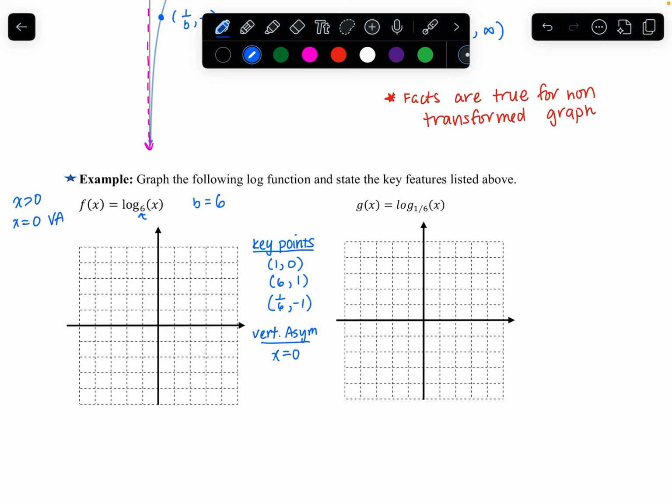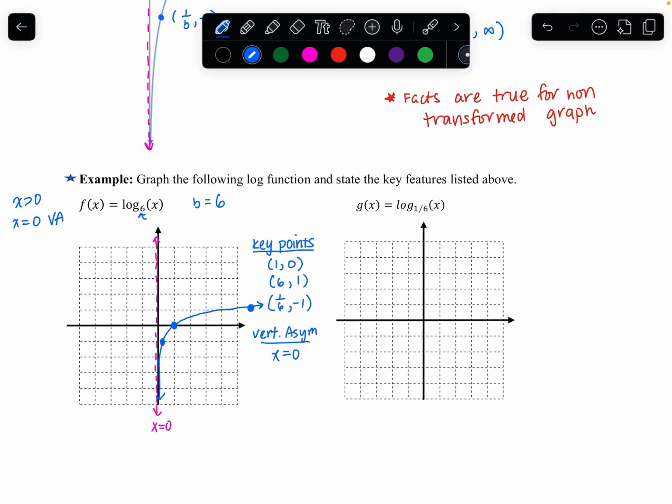I like to draw my vertical asymptote first, making sure to use a dashed line. There it is, x equal to 0, and then I'll label my key points. (1, 0), (6, 1). So 1, 2, 3, 4, 5, 6, somewhere out here. I'm going to just place it out there. It's fine. And then (1/6, -1), somewhere right here. When I draw my graph, I just like to keep in mind that my graph's never going to cross that vertical asymptote. You see that behavior shooting down to negative infinity, and then this end's going to take off.